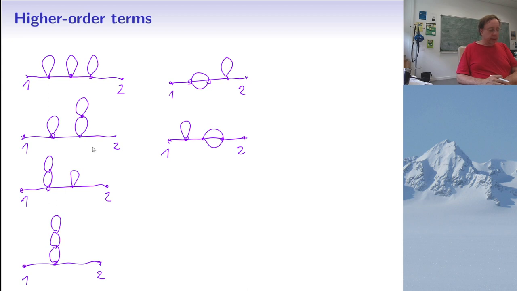Now, is this everything? No, actually there's one more, and it's the following one. Let me draw it like this, like this, and like this. Then we can of course work out by the same method as before all these combinatorial factors, and we will get an expression for the term of order a to the 3.